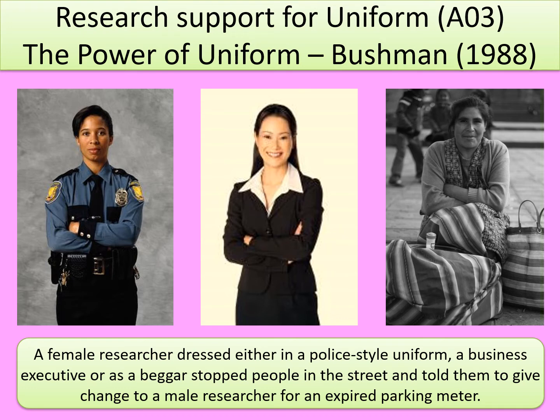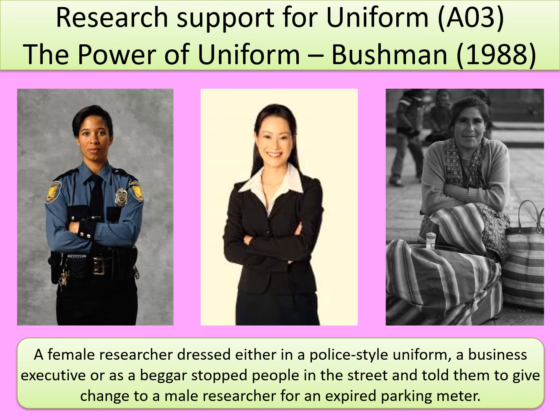This research was done by an experimenter called Bushman, and they asked a female research assistant to dress up in three different ways. They would either dress up as a police officer, a business executive, or a beggar. And it was the same person. Obviously, in that slide I've just got those images from Google Images, which I'm sure I've referenced, and they're different people. But in the Bushman experiment, it was the same person dressed up in three different ways.